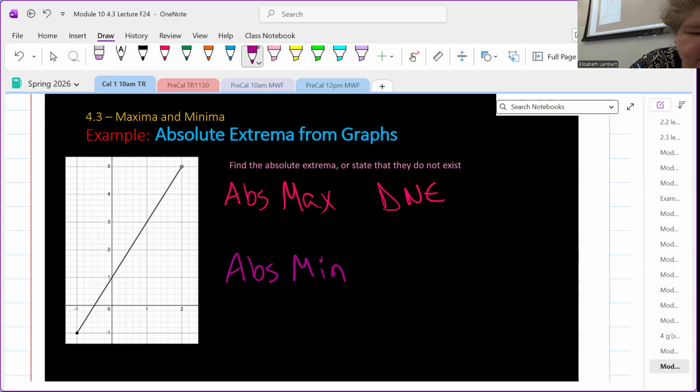Now, absolute min, though, that's at -1. Well, the value is -1 and it's at x equals -1. So questions on this one, because it is a little bit weirder having the does not exist, even though it looks like there's a point there.